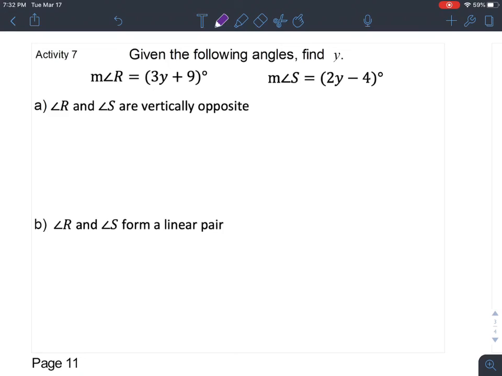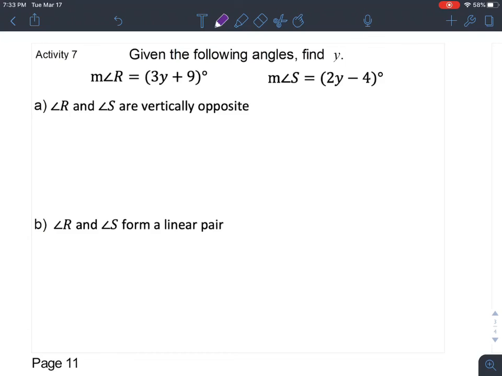Okay, this time I want you to use these 2 angles. First, find what is the value of y when r and s are vertically opposite, and then the second part, find r and s when they form a linear pair. So pause the video, answer these. When you are done, I will give you the answers.